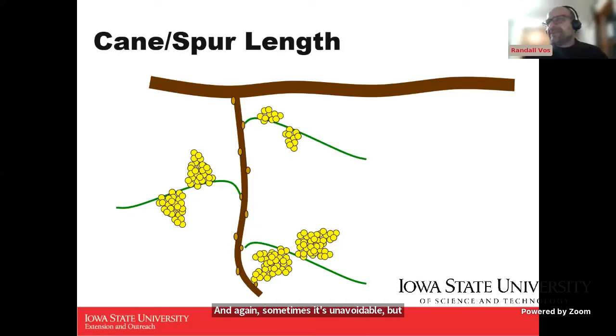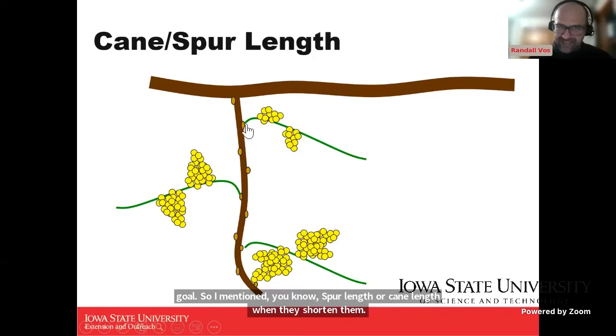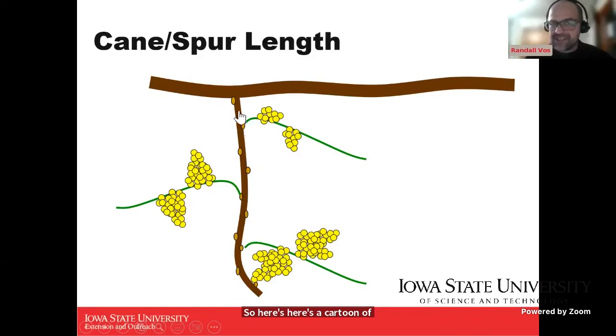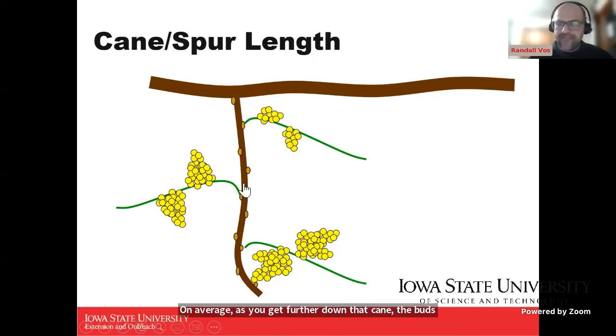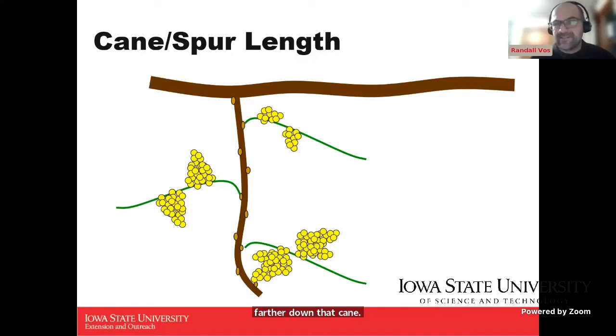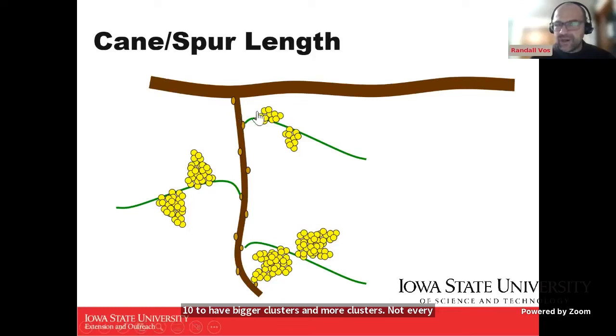So I mentioned spur length or cane length when we shorten them. So here's a cartoon of a cane, and the little light colored things are the buds or nodes. On average, as you get farther down that cane, the buds farther down that cane tend to have bigger clusters and more clusters. Now, not every variety holds true to this. So if I leave 1 or 2 bud canes when I'm done pruning, I'm going to have fewer clusters and smaller clusters. Now, in the wine grape world, we don't really care as long as the yield is there.